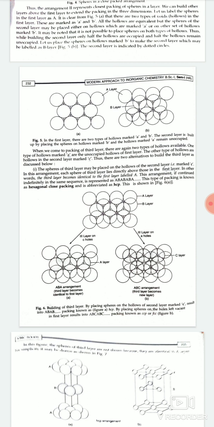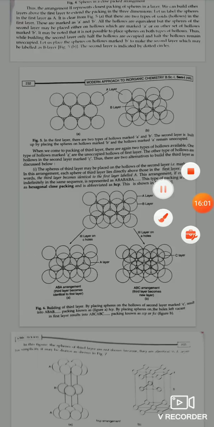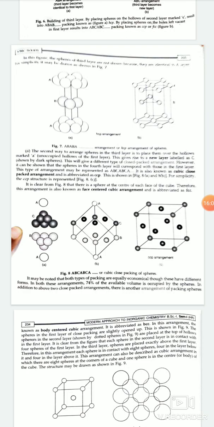In other words, the third layer becomes identical to the first layer, labeled A. This arrangement is continued indefinitely in the same sequence, represented as ABABABA. This type of packing is known as hexagonal close packing, abbreviated as HCP, shown in figure 6A. In this figure, the spheres of the third layer are not shown because they are identical to layer A. For simplicity, it may be drawn as shown in figure 7.